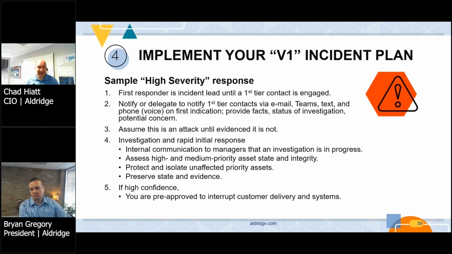And some response plans also have specific guidance for when it's okay to even shut down or interrupt or otherwise take extraordinary measures to protect assets, even if it means further temporarily disrupting the business. The worst time to try to make these decisions is in the moment of an attack.